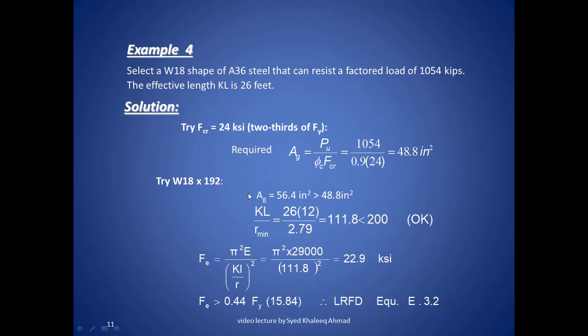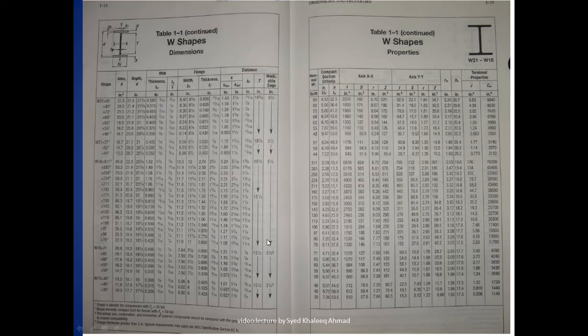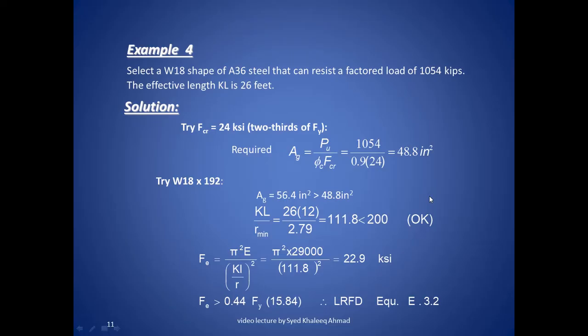So we select this, and based on this we find the value of KL by R. Now the value of R minimum will be taken again from this table. You can see here Rxx, Ryy, whichever is minimum, we will take those values and calculate the slenderness ratio and check that it should be less than 200. So this will be the first step to check.